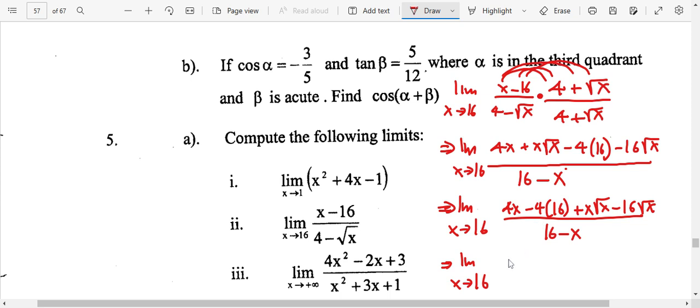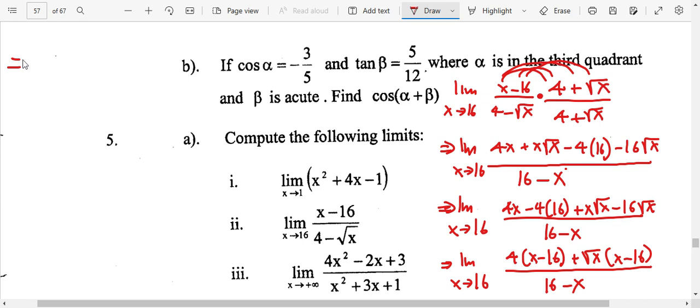We're going to factorize the first two. We're going to remove a 4, and we are going to remain with x minus 16. Okay, the next two, we are going to factorize out a square root of x, and we are going to remain with x minus 16, divided by 16 minus x. At this point, are we okay? Are we together at this point? Yes. Okay.